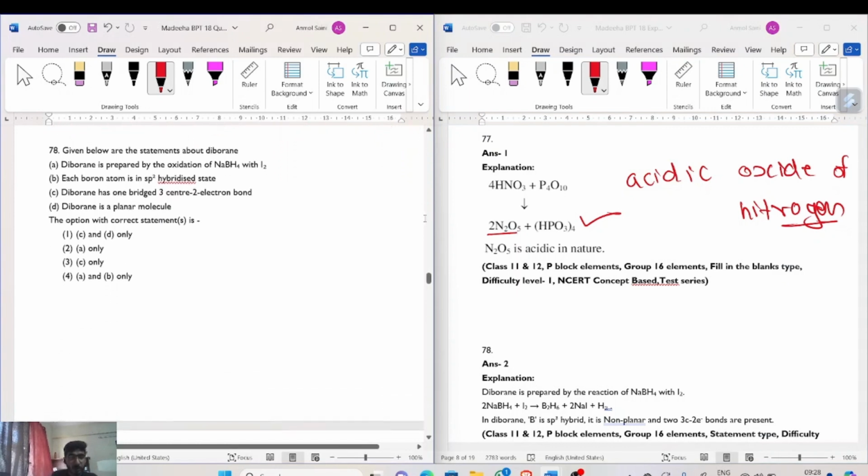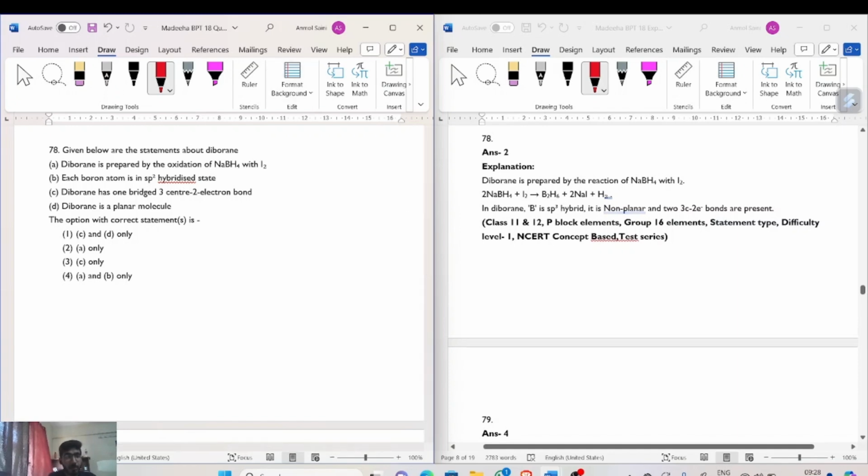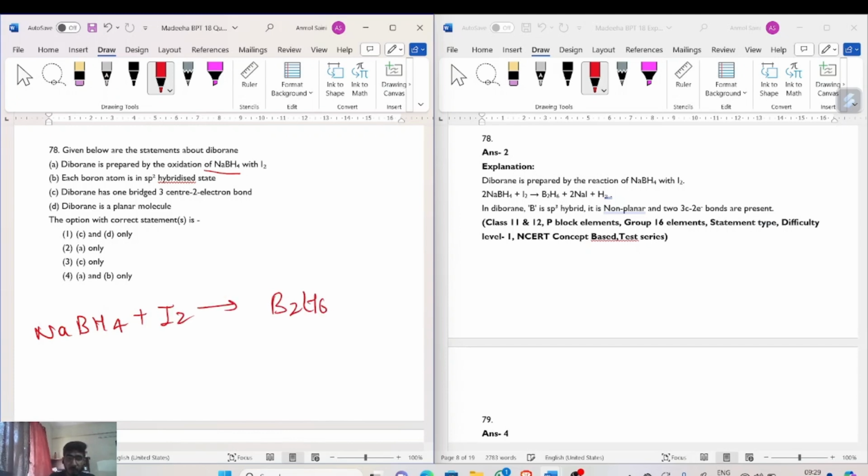Now comes to question number 78. Given below are the statements about diborane. Here first we have to check. Diborane is prepared by oxidation of NaBH4 with I2. So NaBH4 plus I2 will give B2H6 plus NaI plus H2, and this is our diborane. So option A is correct.